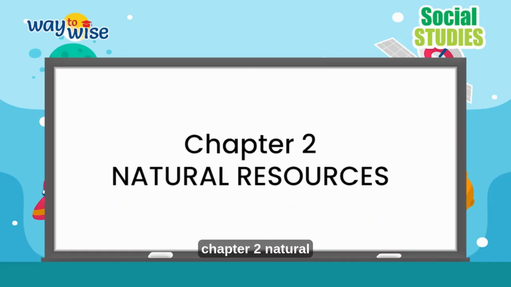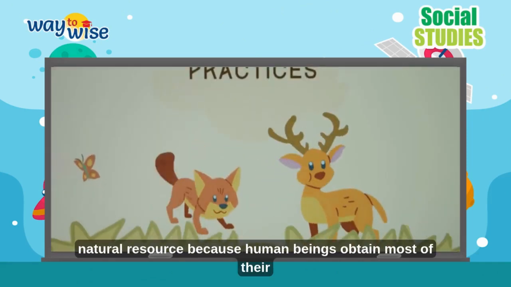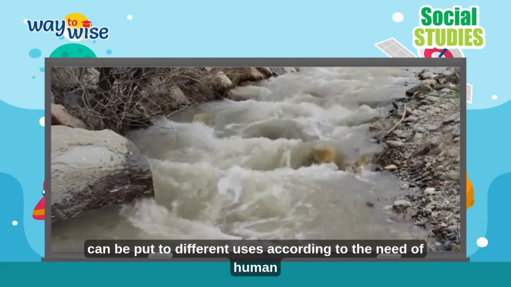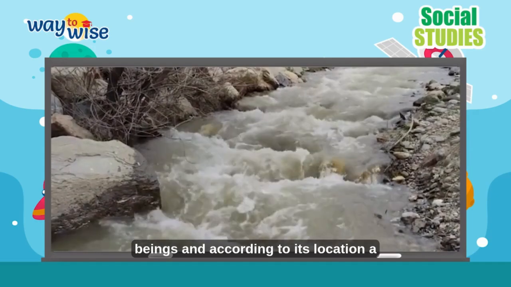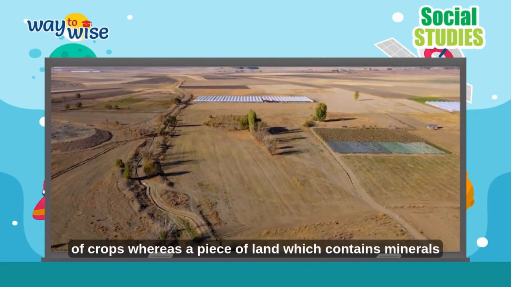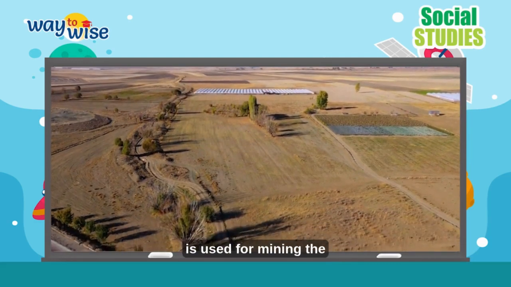Chapter 2. Natural Resources. Land is the most important natural resource because human beings obtain most of their needs from it. Land can be put to different uses according to the need of human beings and according to its location. A piece of land which is very fertile is used for cultivation of crops, whereas a piece of land which contains minerals is used for mining.